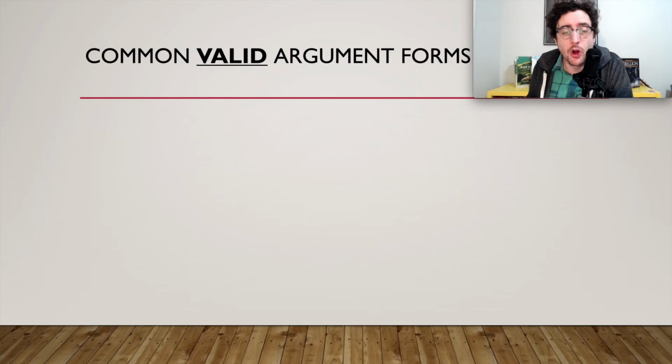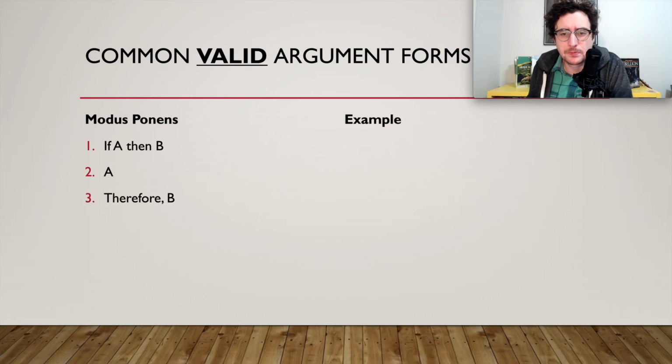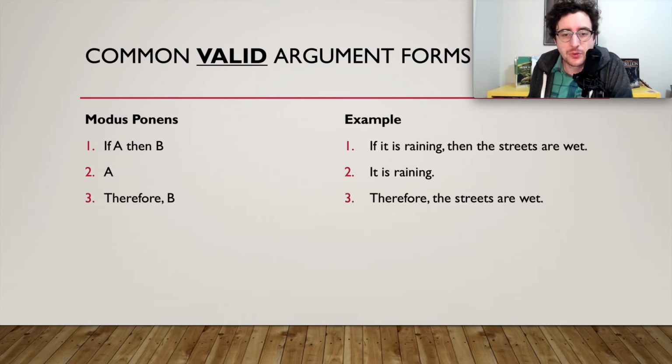So the argument we just discussed is a common valid argument form known as modus ponens. It says if A then B, A therefore B. We have our example, if it's raining then the streets are wet. It's raining, therefore the streets are wet. The A part is it's raining. The B part is the streets are wet.